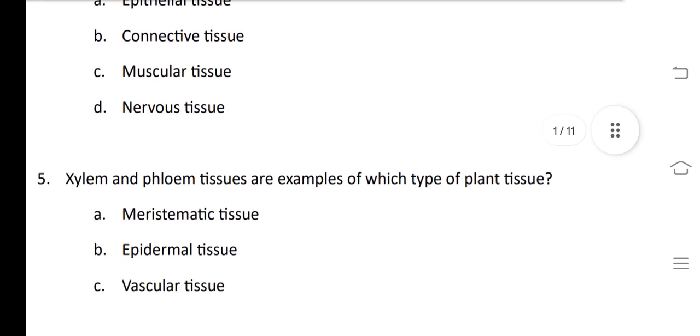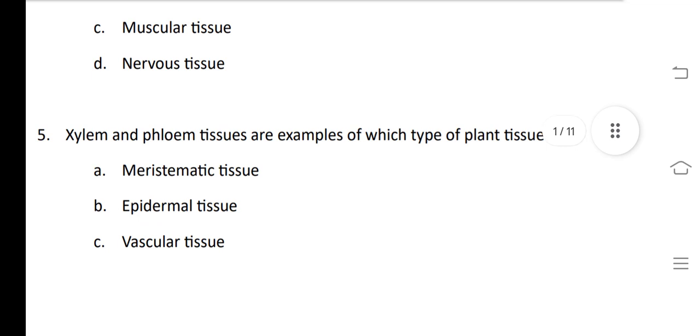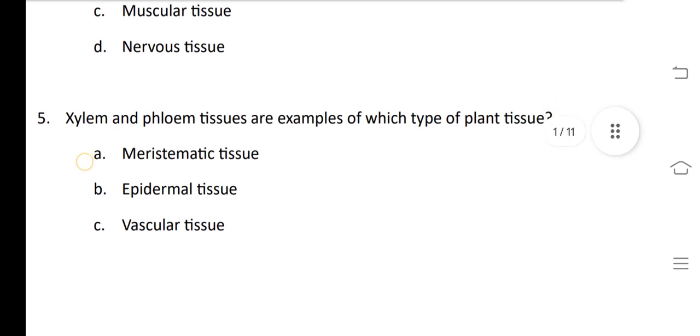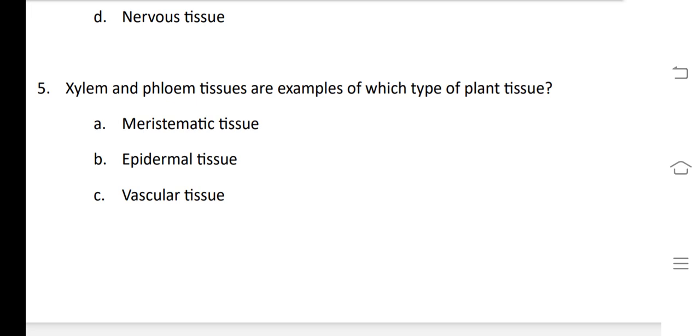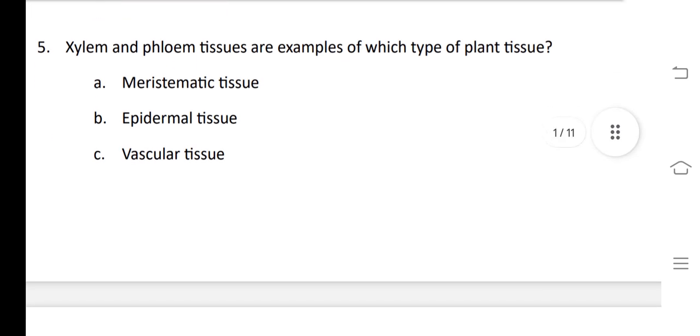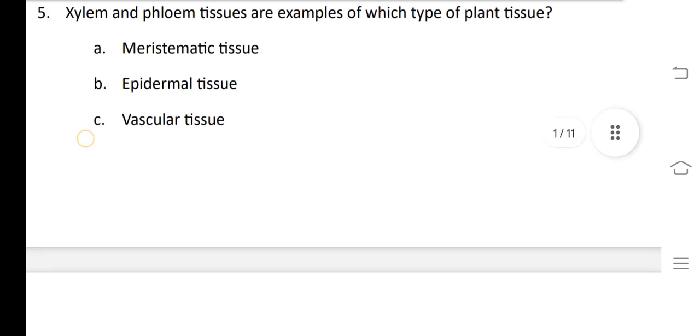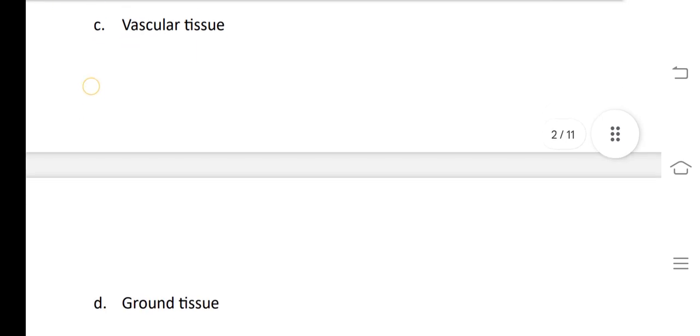Our next question is, xylem and phloem tissue are the example of which type of plant tissue? Xylem is the part of plant which helps in the transportation of water and minerals, whereas phloem is a part of plant that transports the food, and collectively xylem and phloem are known as vascular bundle, which is a part of vascular tissue. So answer of fifth question is option C.